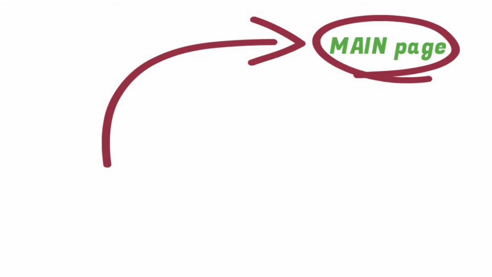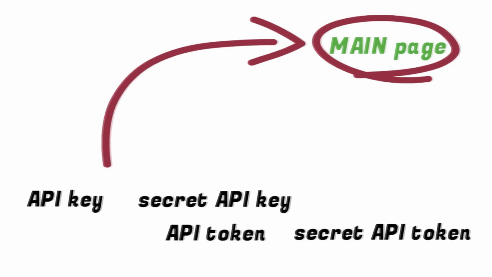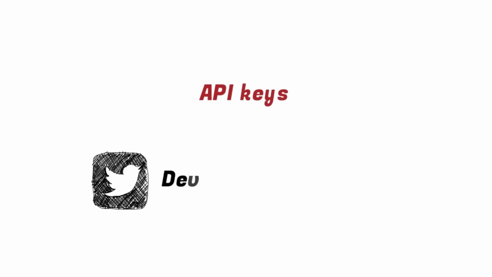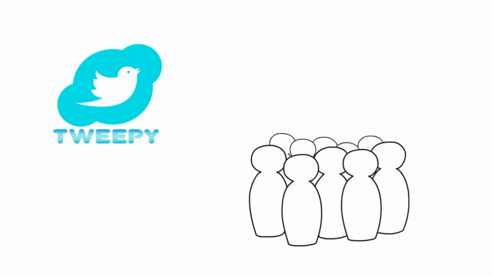To give a person access to the main page, we first took their API key, the secret API key, the API token and the secret API token. We can get the API keys by registering a Twitter developer account, and then applying for an app. Then, using the Tweepy library, we verified the user using his API keys, and then allowed him to access the main window.